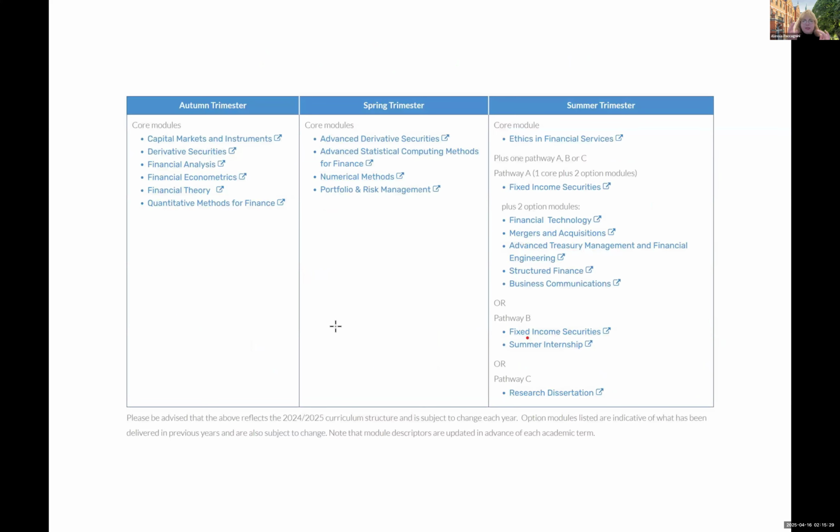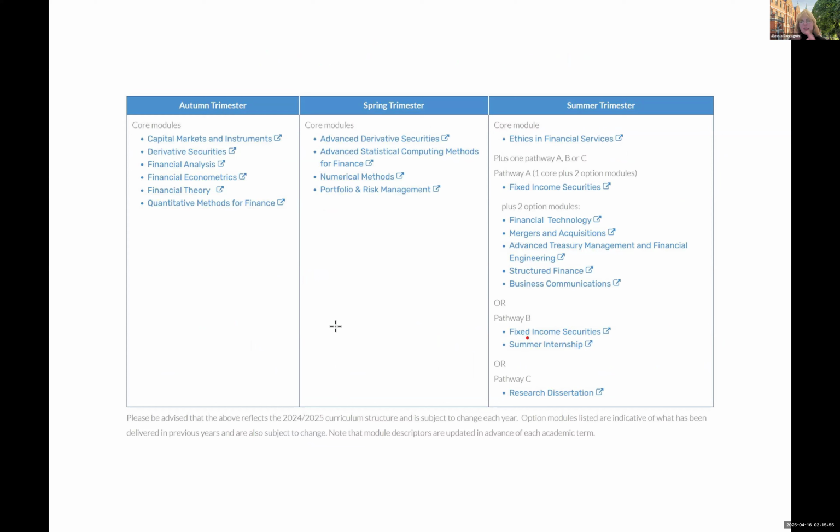So the structure of this master is very similar to the one in finance for the first trimester. So I don't spend too much time on this point because you get exactly the same courses. For the spring term, you will have some specific courses just for you: numerical methods, advanced statistical computing methods for finance, advanced derivative security, and portfolio risk management.